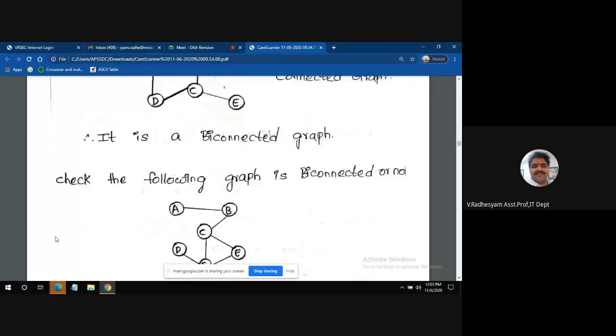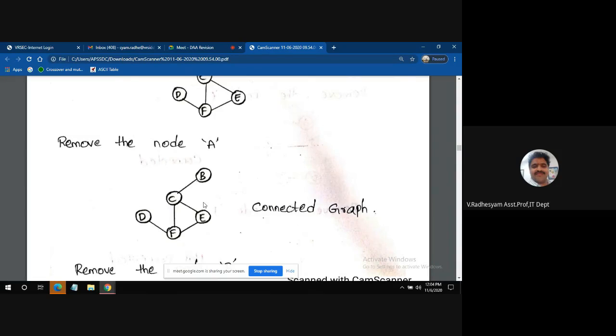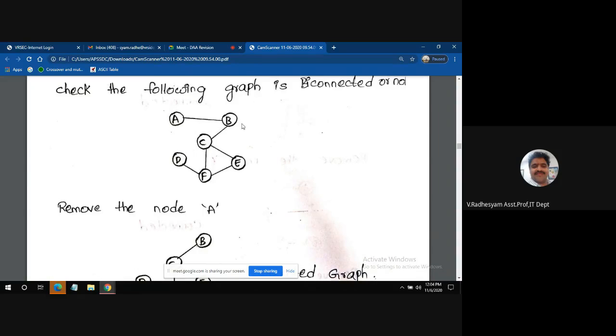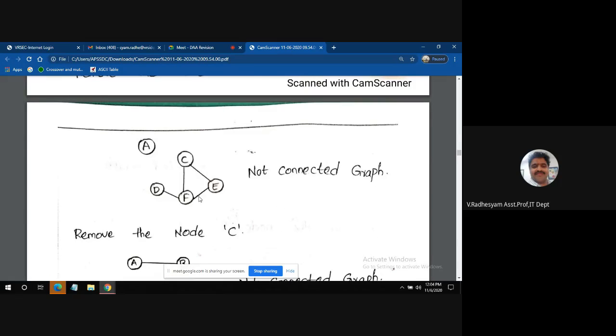Suppose you are considering this graph. We are checking whether this graph is bi-connected or not. Bi-connected means first it should be connected. Yes, it is connected. We agree. Now check whether it is bi-connected or not. How to check bi-connectedness? We need to remove one vertex at a time. Suppose you remove vertex A, then it is good, it is connected. Suppose you are removing vertex B, then A will be separated and C, D, E, F will be separated. So if you are removing the vertex B, then it is not behaving like a connected graph. So this is not a bi-connected graph.